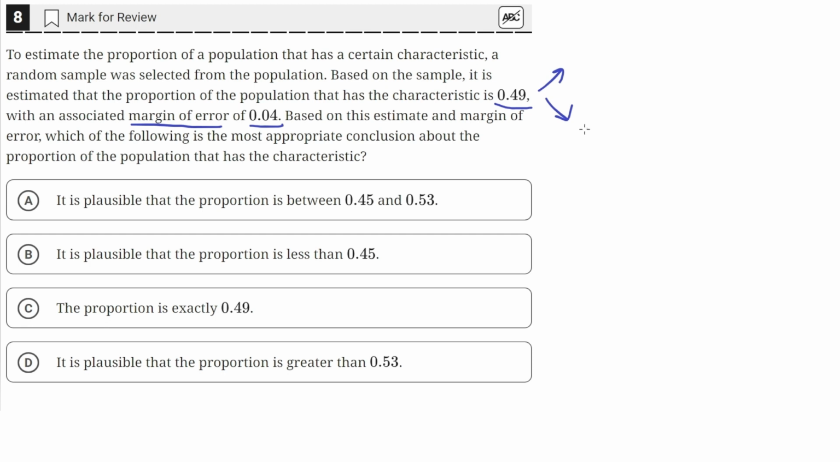So the lower bound of the interval will be 0.45, because that's 0.04 less than 0.49, and then 0.04 greater than 0.49 is 0.53. So in this range are the plausible values of the proportion of the population that has the characteristic, which is answer choice A.